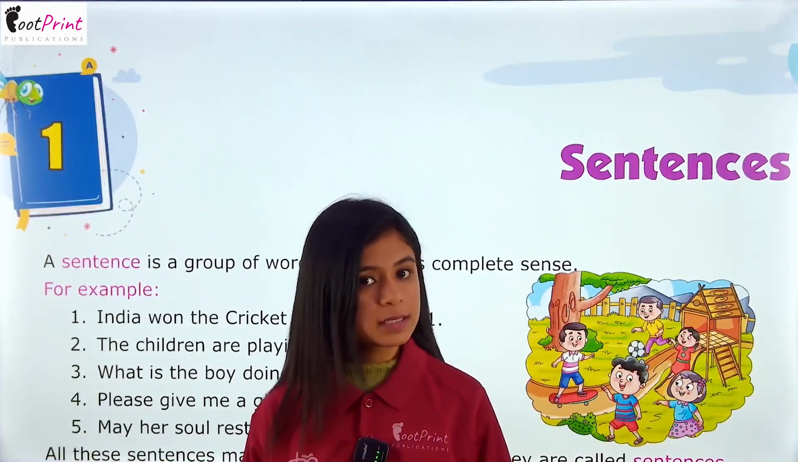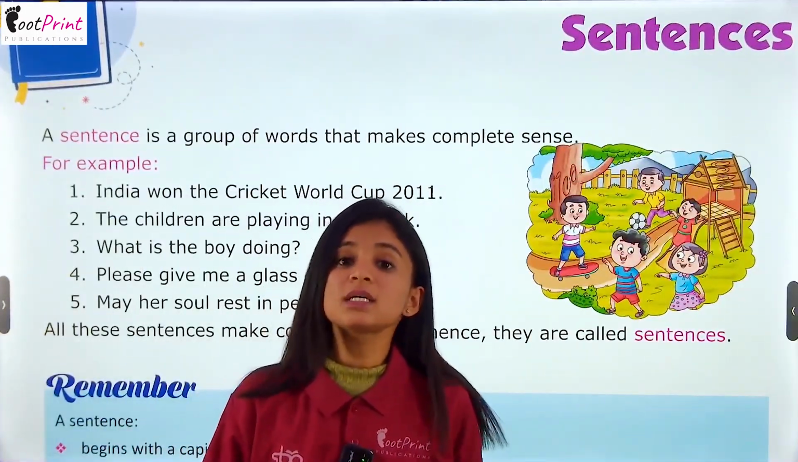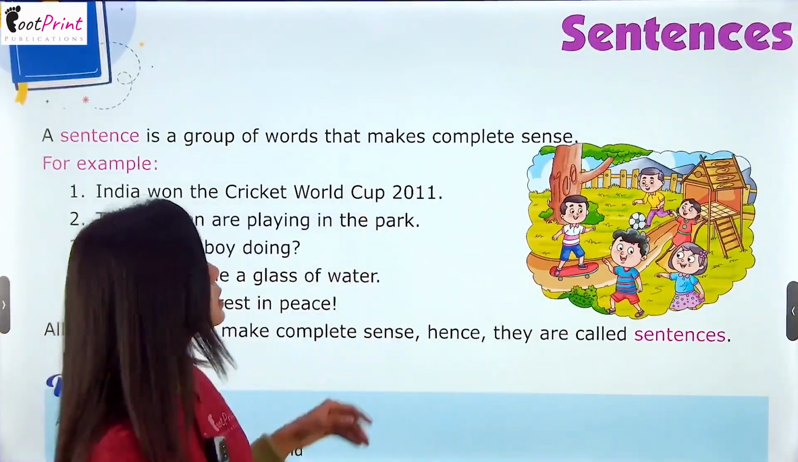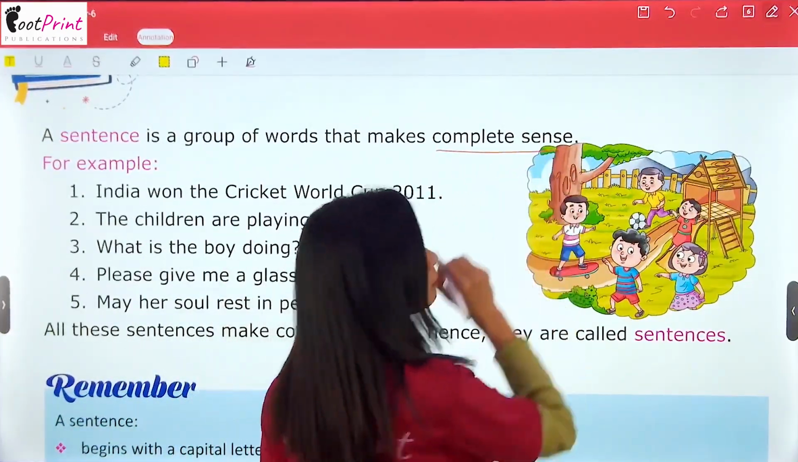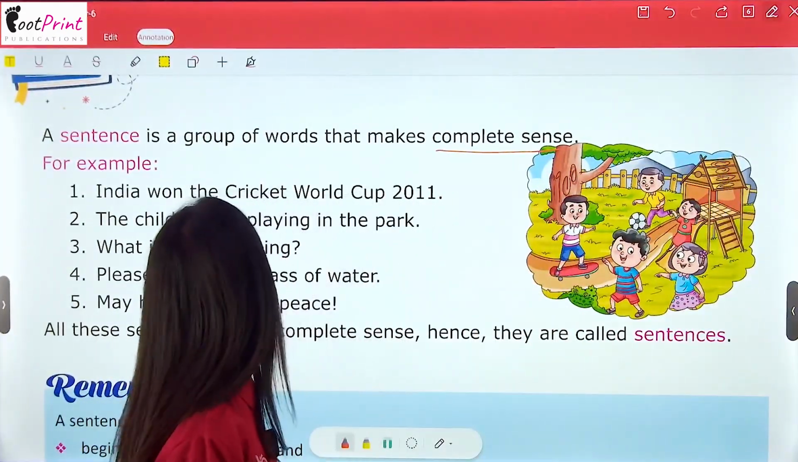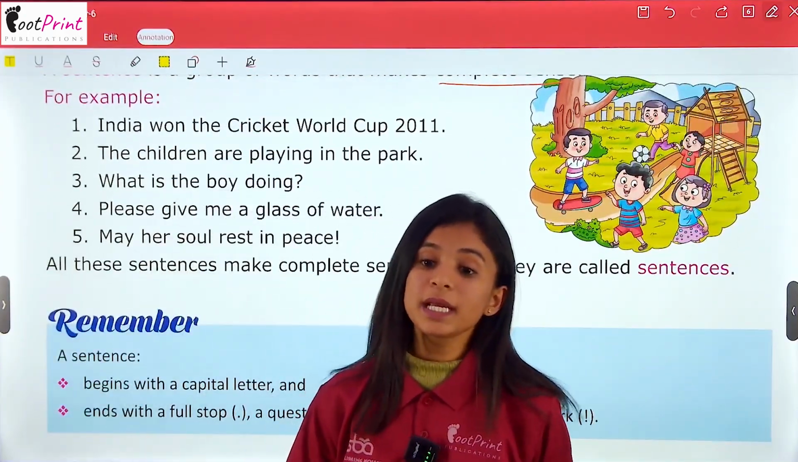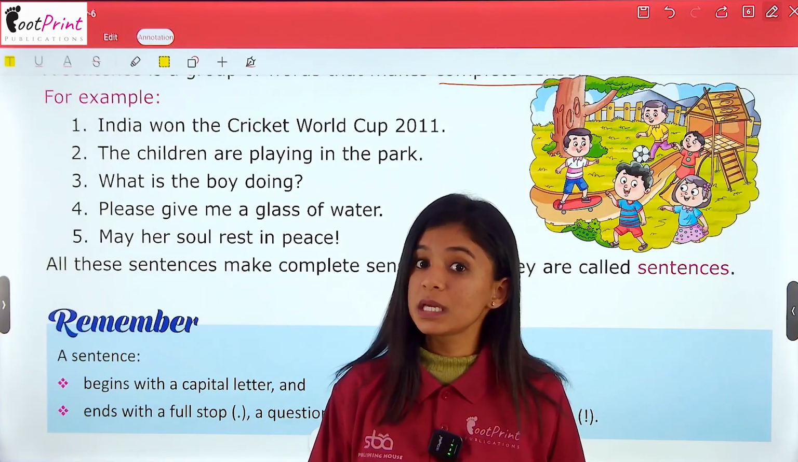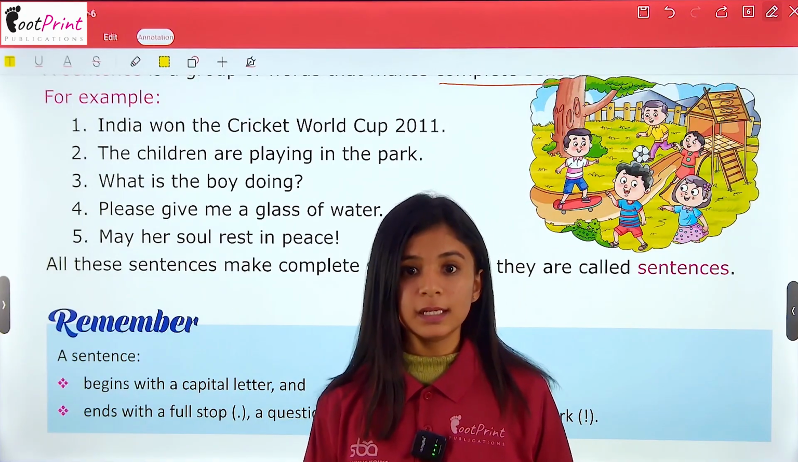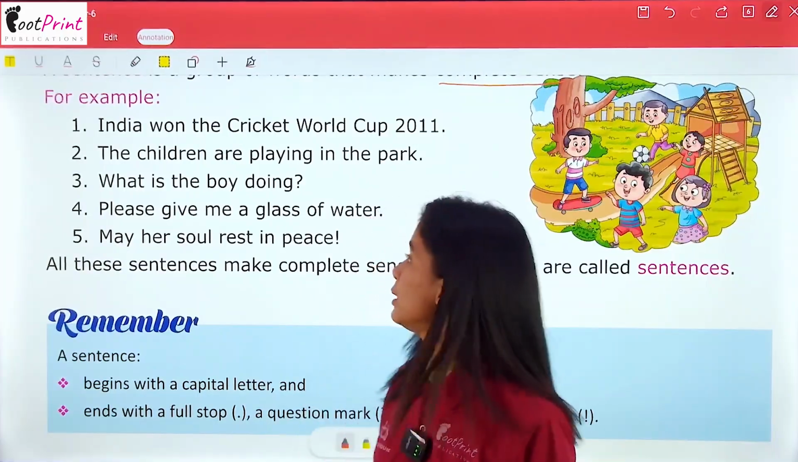Okay? So let's start with the text. Like I have told you earlier, a sentence is a group of words that makes a complete sense. For example, let us see. India won the Cricket World Cup 2011. So it is a sentence and it is making a complete sense to you, right? The World Cup of 2011 is won by India.